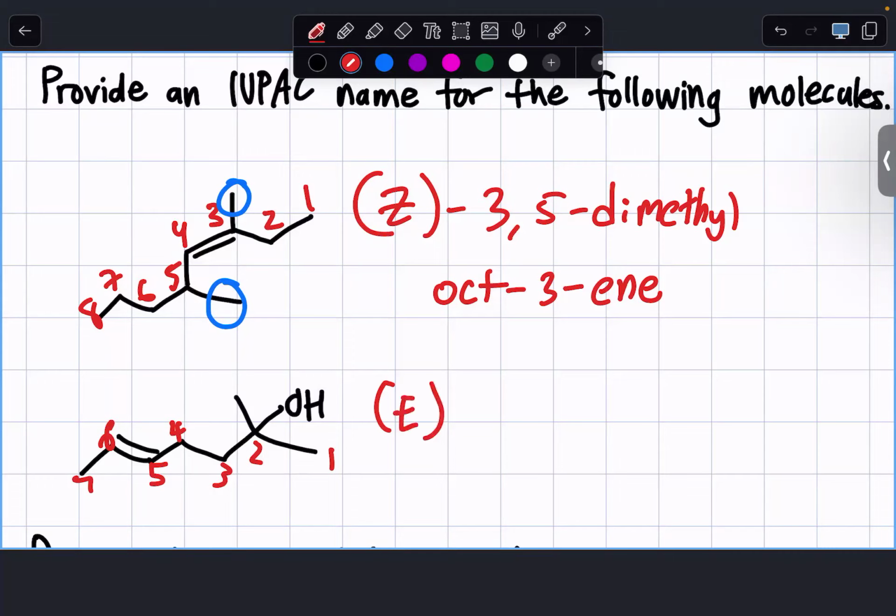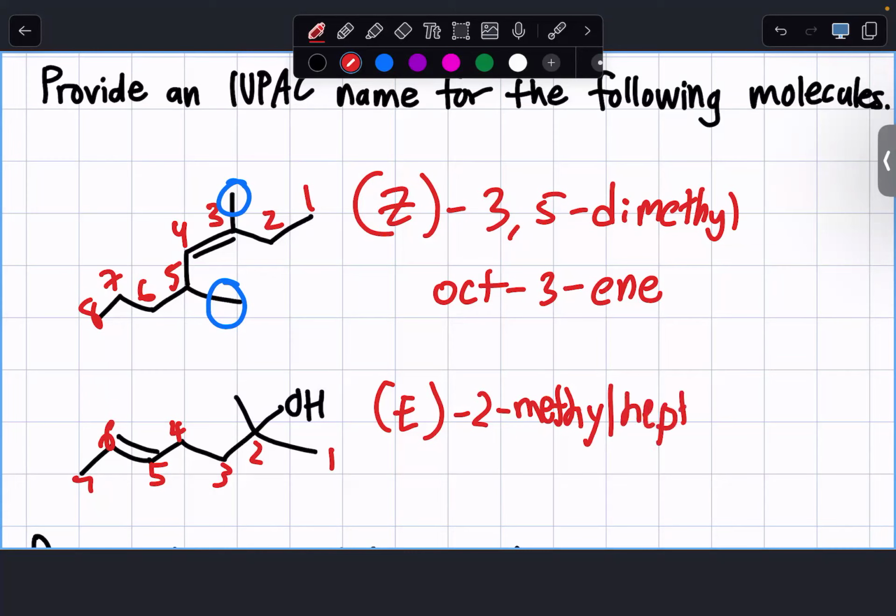Does longest chain take priority over the alcohol? Yes, longest chain takes priority over the alcohol, and when we do the longest chain, we only talk about carbons. The oxygen will not count as number one. So imagine an invisible line through this double bond. Let's focus on this carbon here.